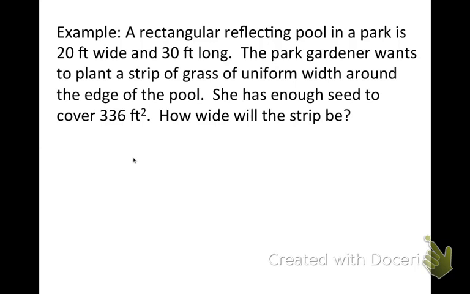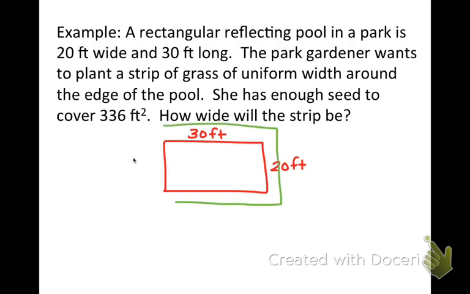All right, so we've got a reflecting pool that is rectangular. So here's your rectangle. The rectangle is 20 feet wide, 30 feet long. Then the park gardener wants to plant a strip of grass of uniform width around the edge of the pool. So everybody envisioning what's happening here? We got grass of equal width. So here's my grass around the pool.